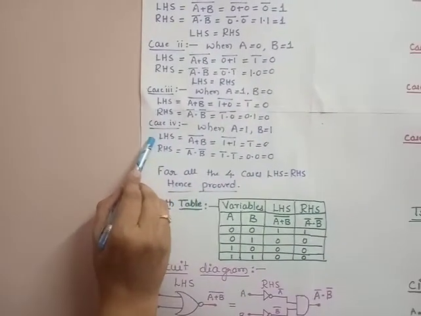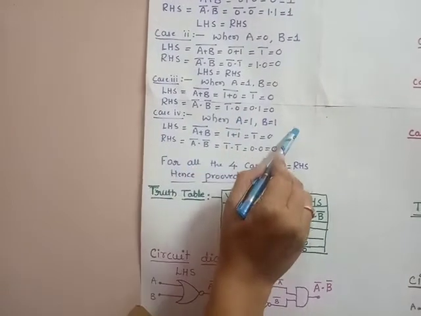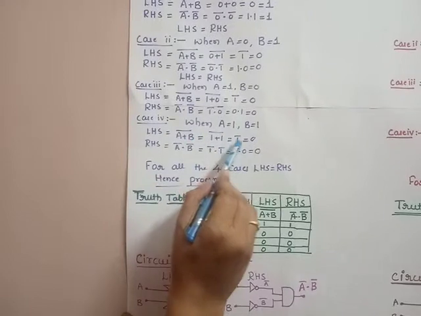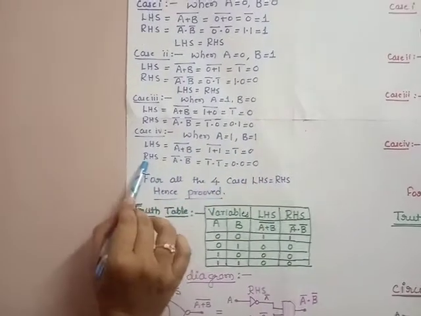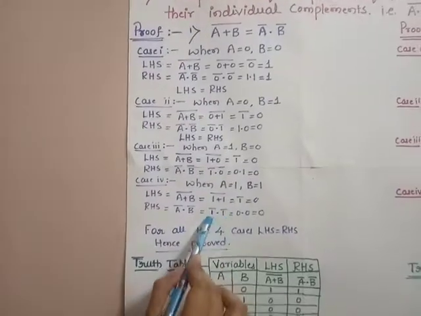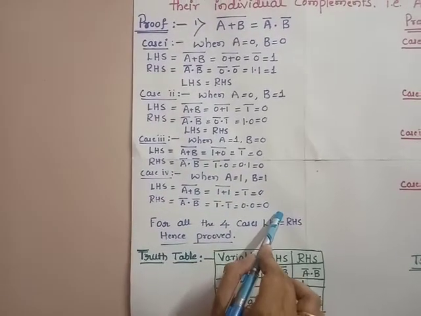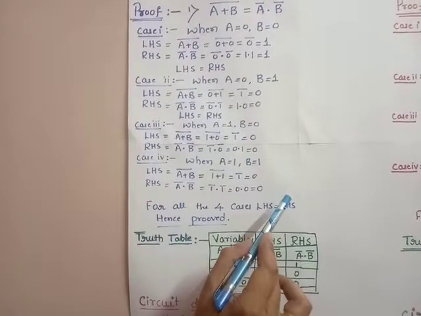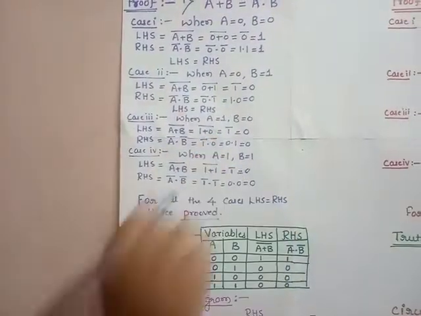In fourth case, when a is 1 and b is 1, if we substitute the value of a and b as 1, 1, 1 bar is 0. In case of RHS, a bar dot b bar is there. 1 bar dot 1 bar is 0. 0 into 0 is 0. So in all the four cases we got LHS is equal to RHS. Hence this theorem is proved.